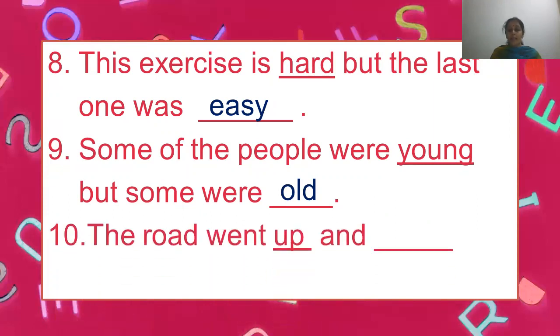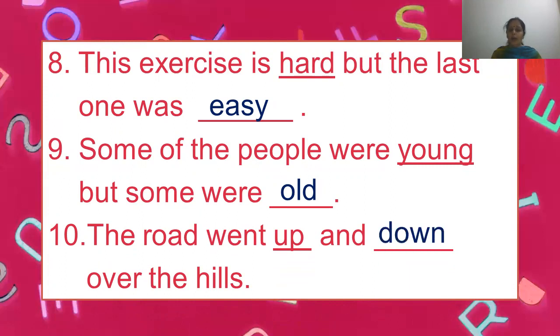The road went up and dash over the hills. What is the opposite of up? Very good. Down. Right? The road went up and down over the hills. Clear, children? I hope you all have followed everything till here.